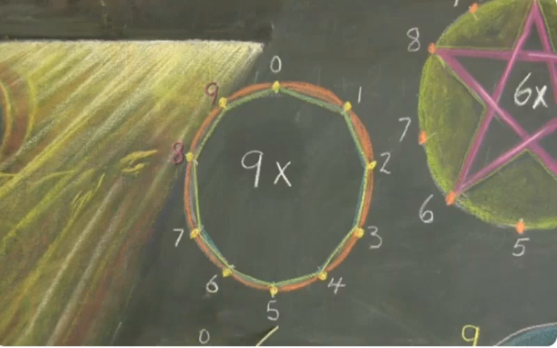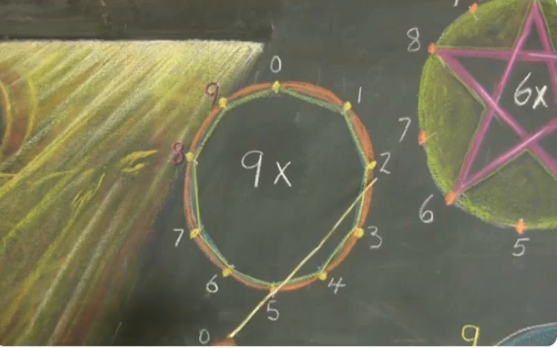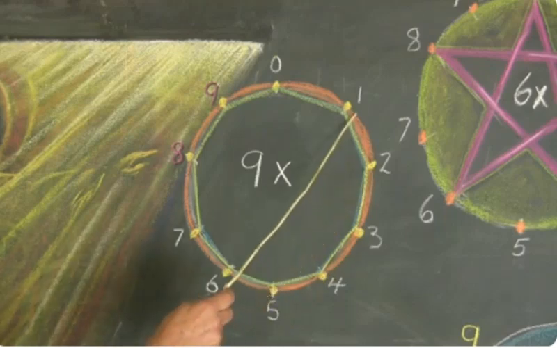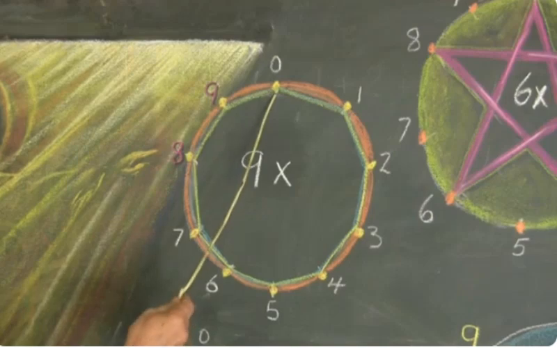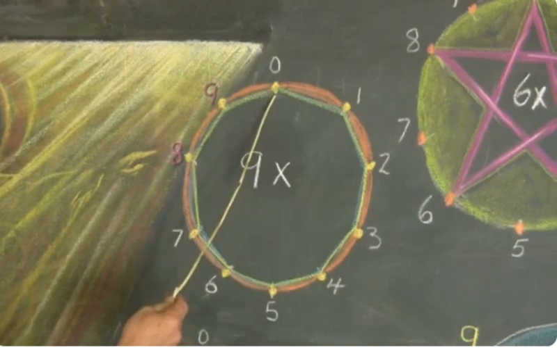5 times 9 is 45. 6 times 9 is 54. 7 times 9 is 63. 8 times 9 is 72. 9 times 9 is 81. And 10 times 9 is 90.